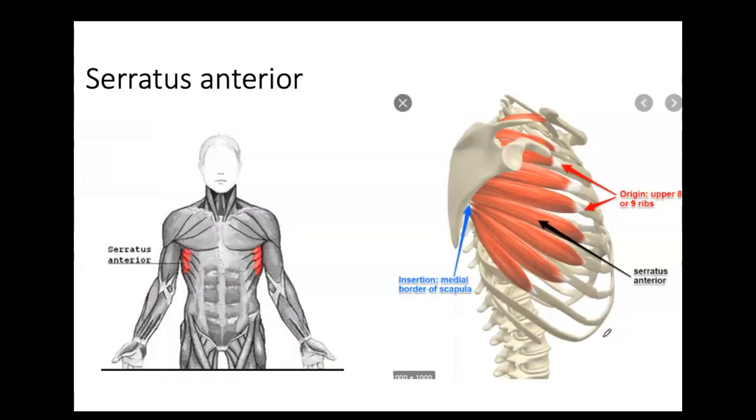Okay, I'm going to move on to the next one, Serratus Anterior. This one you can feel sort of under your arm, close to your armpit there. And serratus is a good name for it because it has these sort of serrated edges like a serrated knife. And what that does is it protracts the scapula, or abducts the scapula, brings it forward.